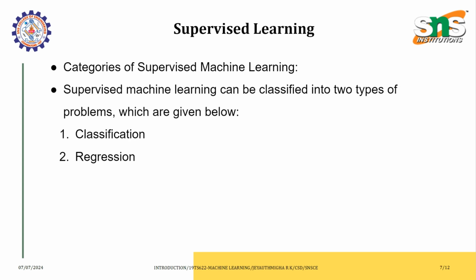Now, let us see the categories of supervised machine learning. In supervised machine learning, we further classify that into two types of problems. The one is classification, and the second one is regression. This we will discuss in the next class.